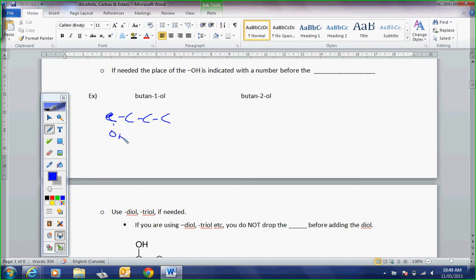But anyway, the O goes underneath the C. You do need to know, regardless of whether you're taking this or in the future, that O needs two sticks, and H only gets one.